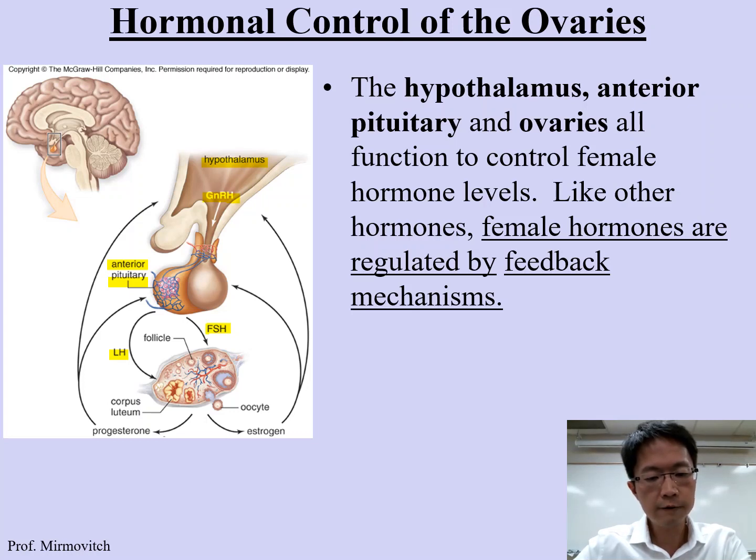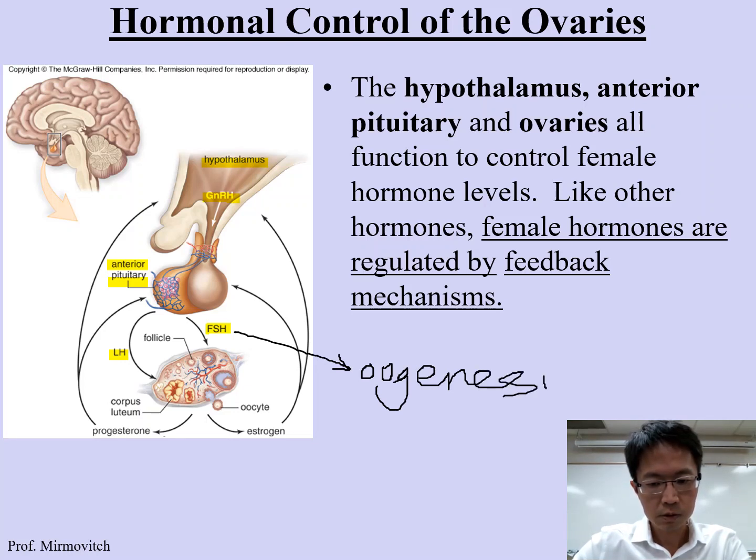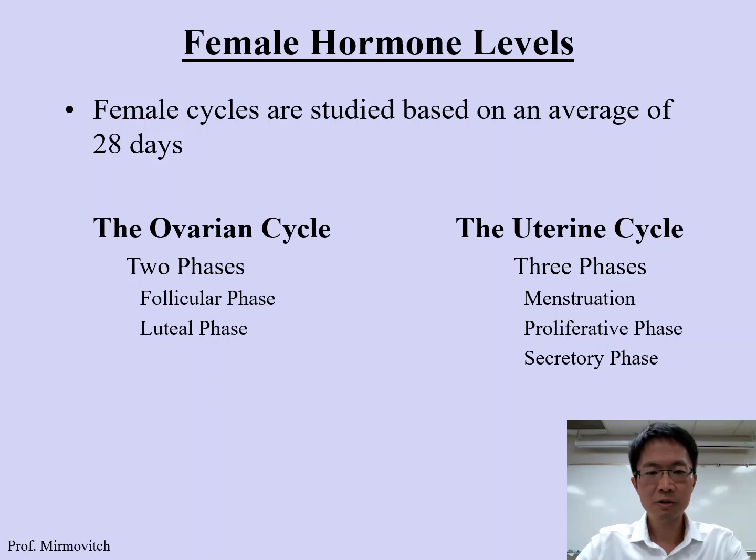So these gonadotropin hormones, FSH and LH, will go to the ovary, which is the gonad of the female, and then FSH will cause oogenesis. LH will cause the secretion of hormones like estrogen and progesterone. So this is what I just told you.